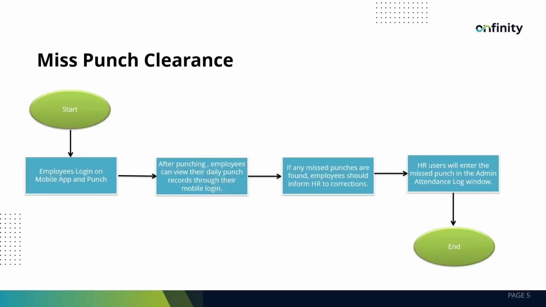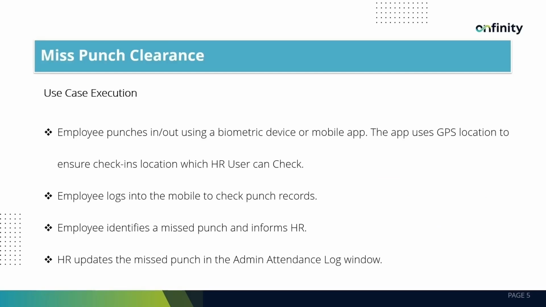In this workflow, employees can log into the mobile app and view their daily punch records. They can also check their previous records. If they notice any missed punches, they can inform HR for correction. Alternatively, HR can directly check the unsettled report in the system and go to the admin attendance log window to settle the missed punches. Let's see the case execution. Employees punch in and out using a biometric device or the mobile app. The app uses GPS location to ensure check-in accuracy, which HR can verify. Employees can log into the mobile app to check their punch records.